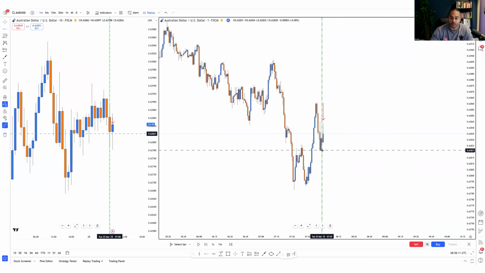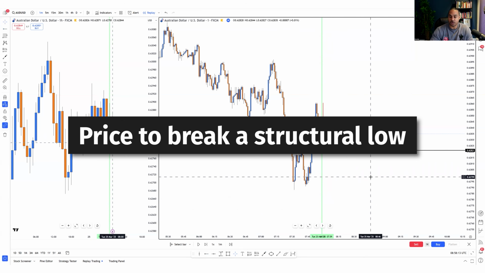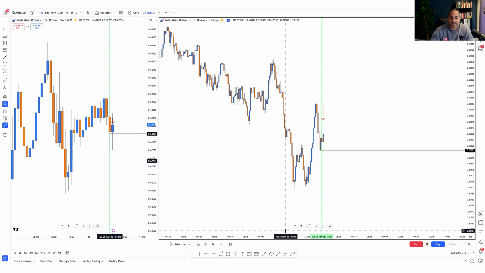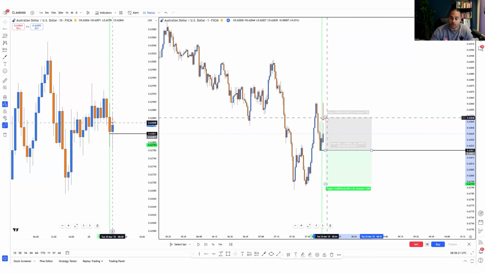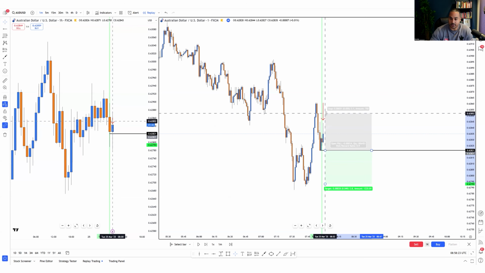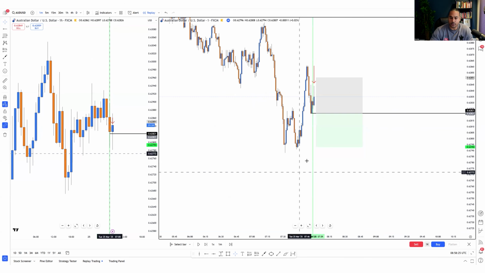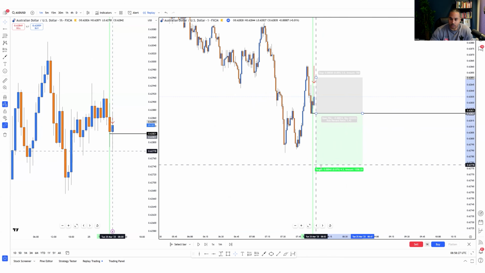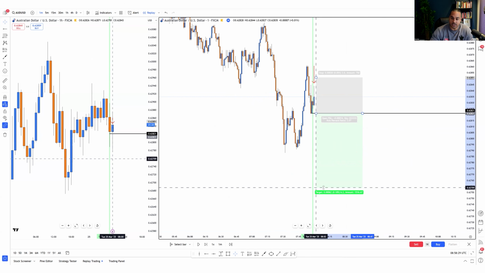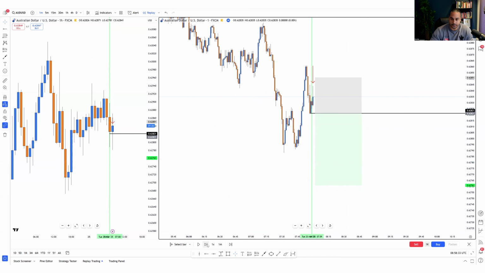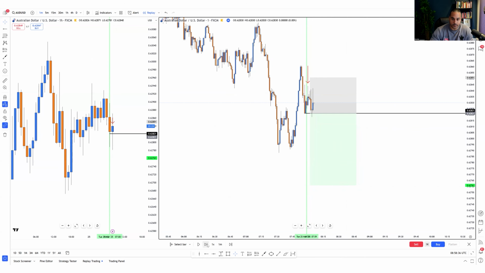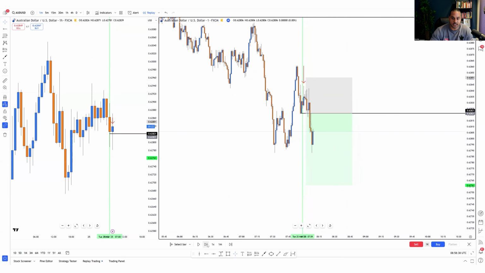The second step is for price to break a structural low. Once price has created a top wick and there's a structural low to trade, then we can look for an opportunity. Let's call this 3 pips. I always want to go for a positive risk to reward, so I'm looking for a 1 to 2 risk to reward ratio in this scenario. Let's see what happens. Now we're triggered into the trade and price continues in our direction.